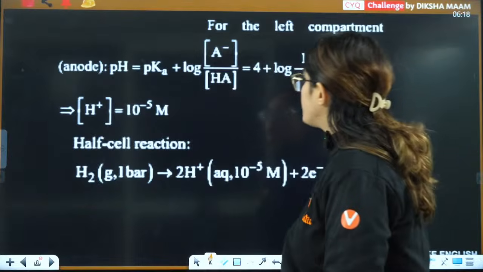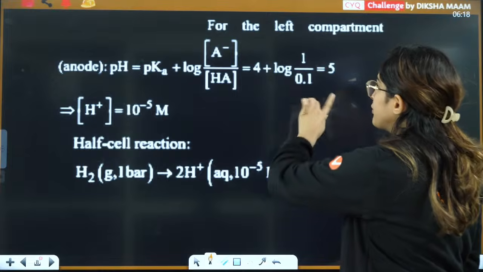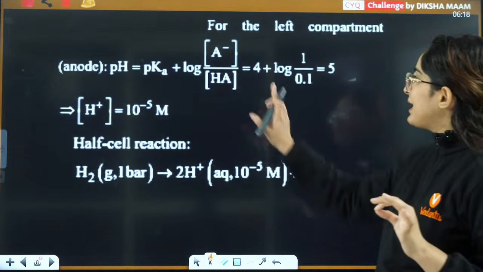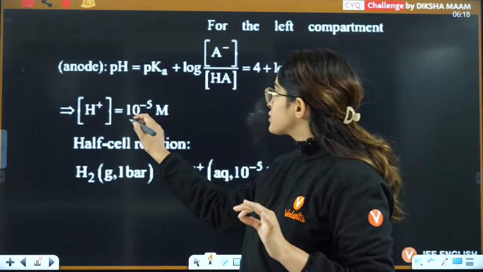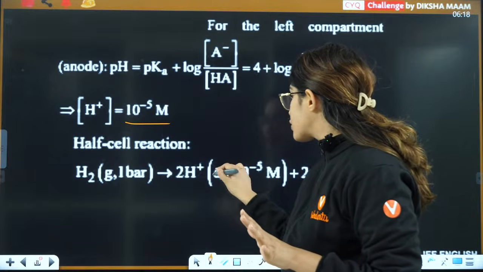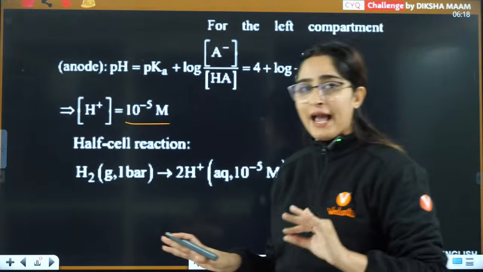So you just put in the values: this is 1, this is 0.1, and pKa is 4. You solve this and you get the value of pH to be 5. If pH is 5, H positive is going to be 10 raised to power minus 5. So this concentration is 10 raised to power minus 5, which is the anode reaction.